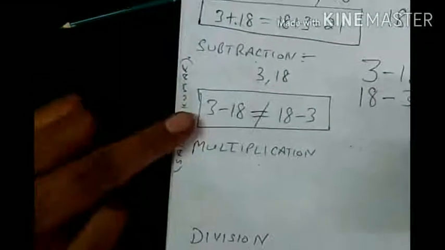See this pattern. Now in case of multiplication, I apply this rule again on 3 and 18. If I multiply 3 with 18, then what is my answer? If I do 18 multiplied by 3, then again my answer is the same. So in this case, I can say that 3 multiplied by 18 is equal to 18 multiplied by 3 is equal to 54.